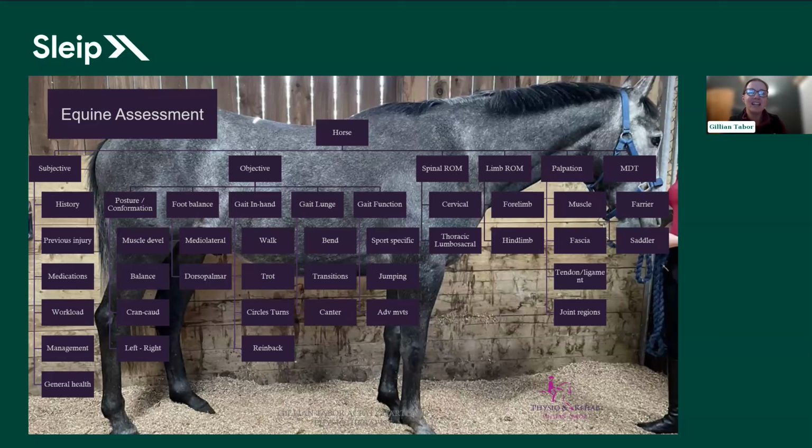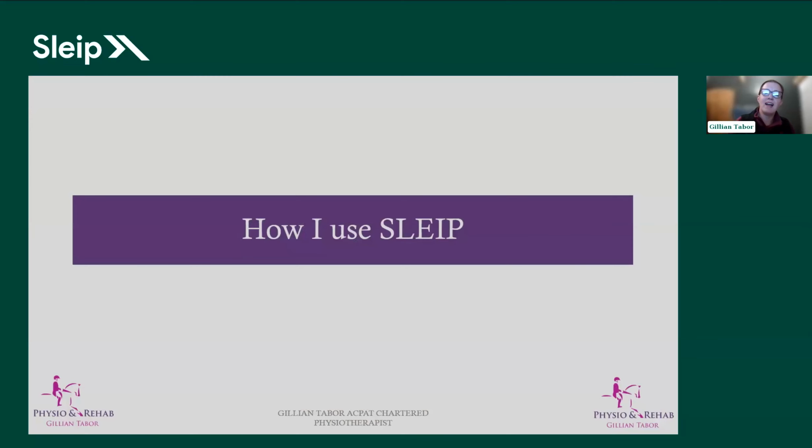But saying that, adding objective gait analysis, even if it is just to one or two of these areas, is now, I feel, a real critical part of my assessment, and it's been massively beneficial to my day-to-day practice. So I just want to go on to talk a little bit about how I use Sleip, because I was doing my gait assessment without a suitable outcome measure, and myself, like many physios, we have to rely on our visual assessment.